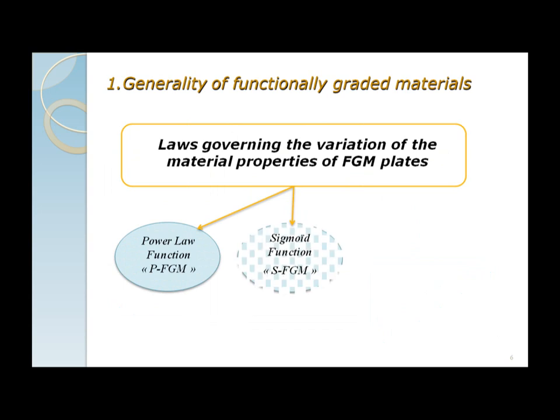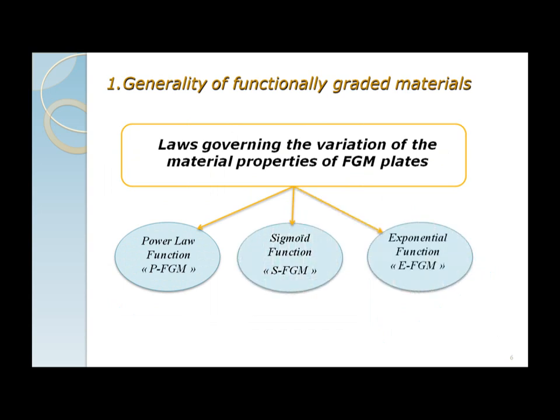I end this chapter by presenting the various possible laws that are used to describe the variation of the material property of FGM according to the thickness of the plate: power law function PFGM, sigmoid function SFGM, exponential function EFGM.